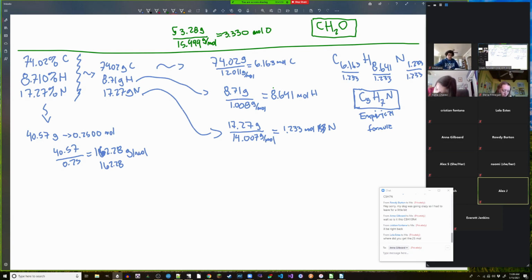Lola asks in chat, where did you get the 0.25 mole? That's just given in the problem. These two numbers, the 40.57 and the 0.25, are just something the problem tells you. There's no way to derive that.